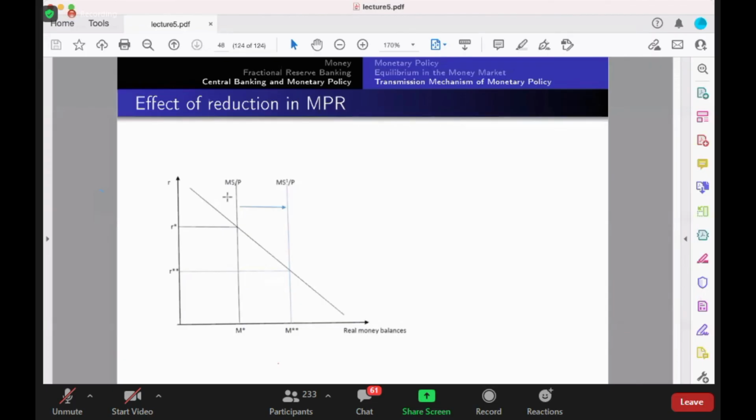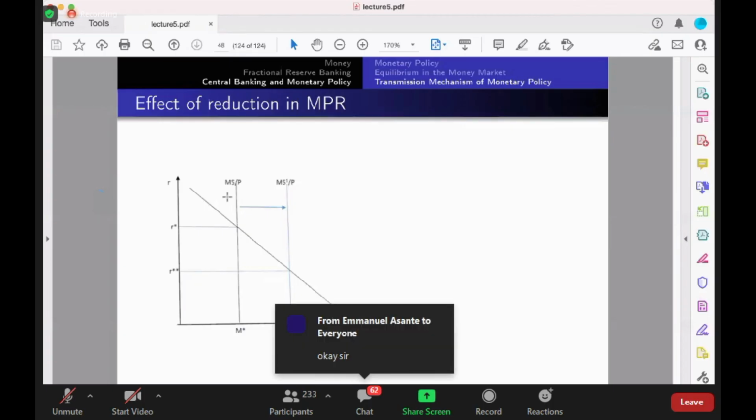So we can have a real interest rate. There is something called the Fisher equation. We can rely on the Fisher equation to convert the nominal interest rate into what? Into a real interest rate. So anytime you hear real, it means it has been adjusted for inflation. Is that clear?